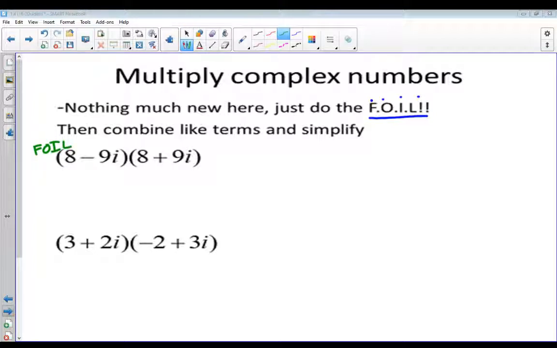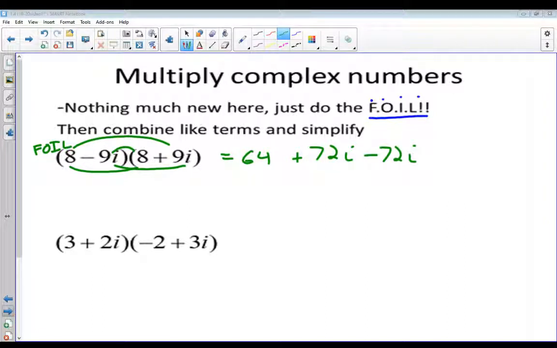Let's FOIL the terms. The first terms should give you 64. Outside terms should give you 72i. Inside terms will give you -72i. And then the last terms will give you -81, and we're multiplying two i's, which should actually make that i squared. All right, we've done first, outer, inner, last. Now it's time to combine like terms and simplify.